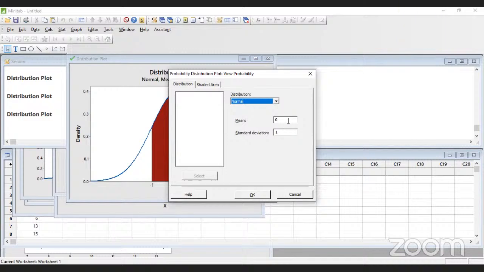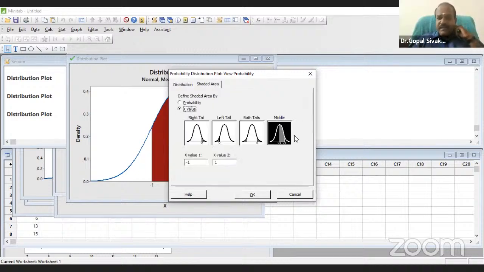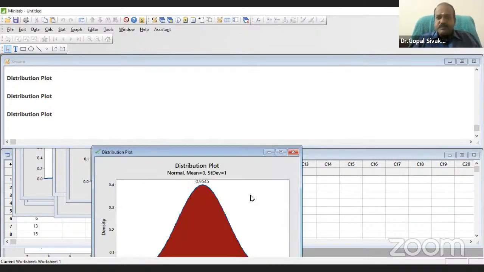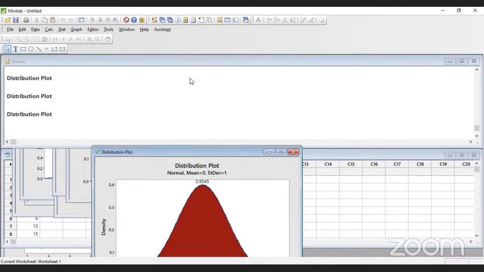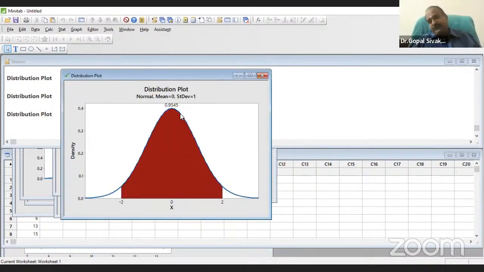Come on, answer this question. Standard normal distribution. Very good. Shaded area, x value. Instead of minus 1, I give minus 2. Instead of plus 1, I give plus 2. Now, what is the probability of area expected between minus 2 and plus 2? 95%. You can see that here, 95.45.